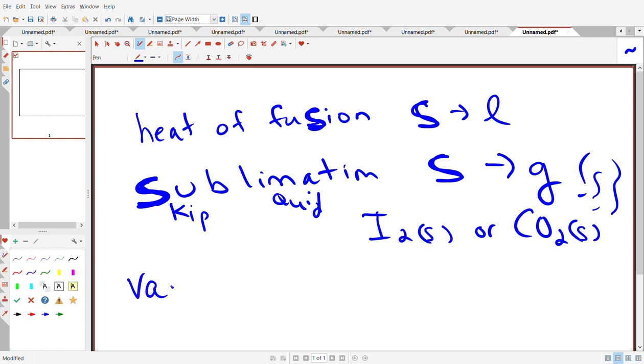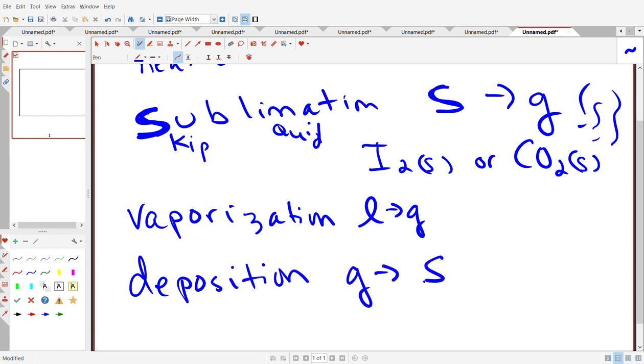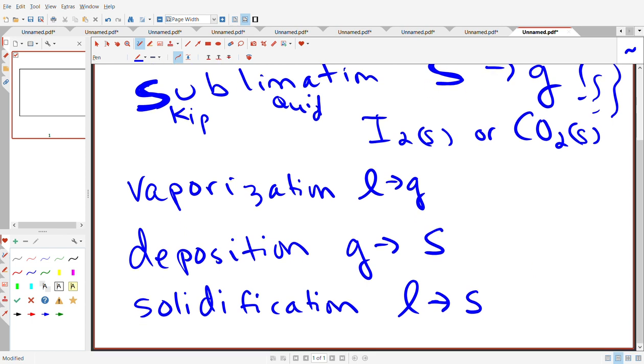And then we have vaporization. How do you form vapors? Liquid to gas. And then we have deposition. See the word deposit there? It's gas to solid. Then we have solidification. That's forming a solid, so that's liquid to solid. Condensation. And that's gas to liquid. And you just have to know all these definitions.